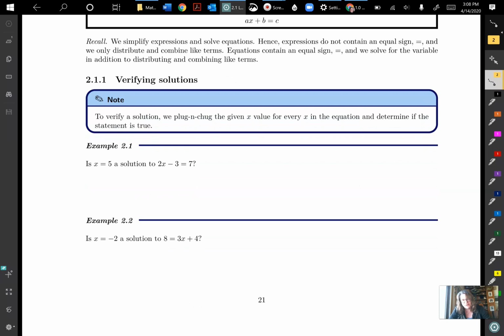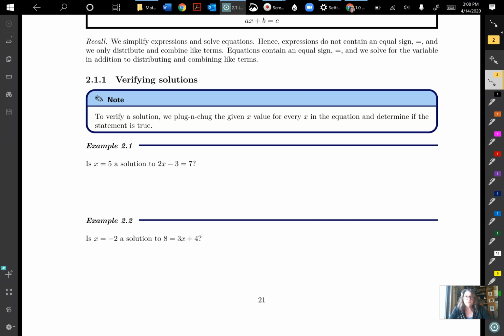Remember that we simplify expressions and we solve equations. So do pay attention. If it starts with an equals, then that means we're going to balance something out. If it doesn't have an equal sign, then we're just going to simplify it as if it was just one side of an equation.